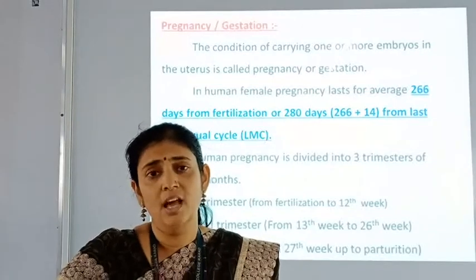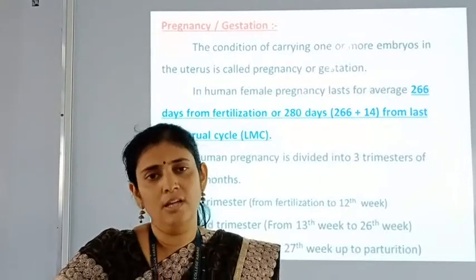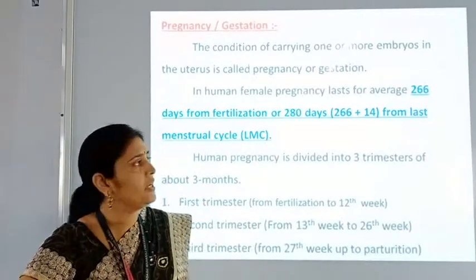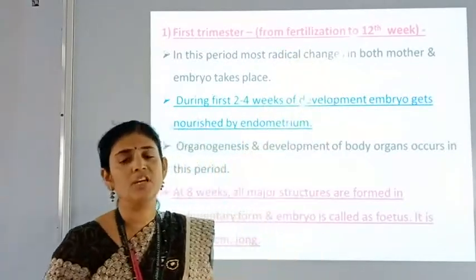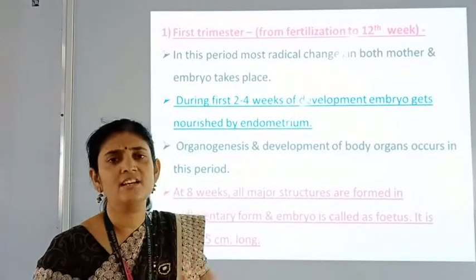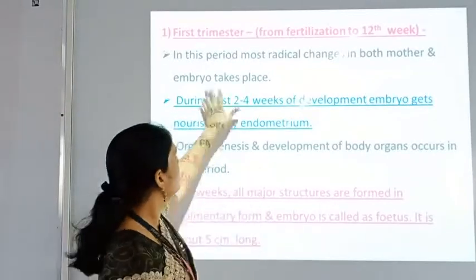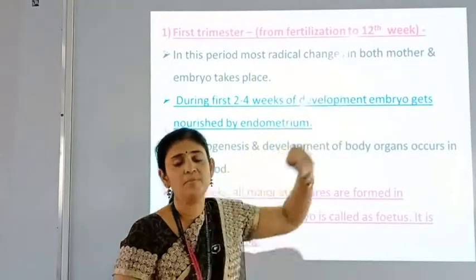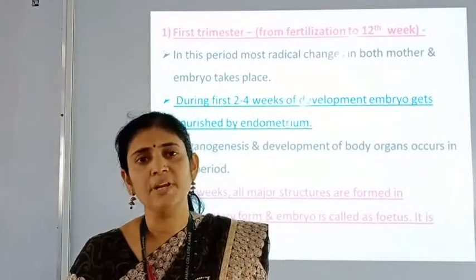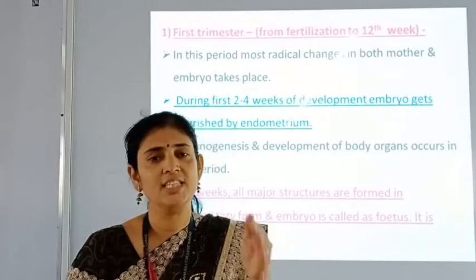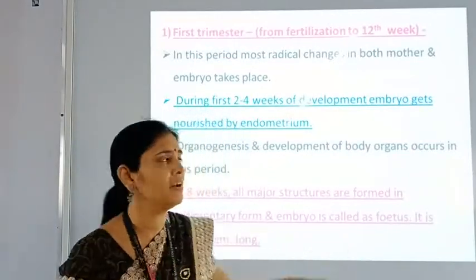So here we have to study which developmental changes are occurring in the uterus and in the embryo during all these trimesters. The first trimester, about 3 months from fertilization up to the 12th week of pregnancy, has the most radical changes occurring in the body of the female and in the embryo. Radical changes means very fast and rapid changes are taking place in the mother's body as well as in the embryo.